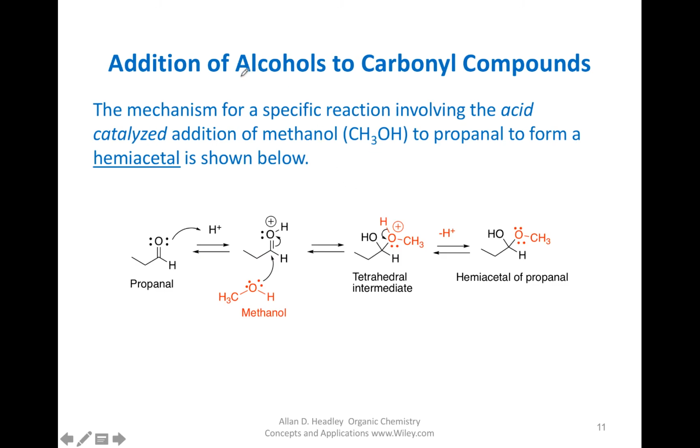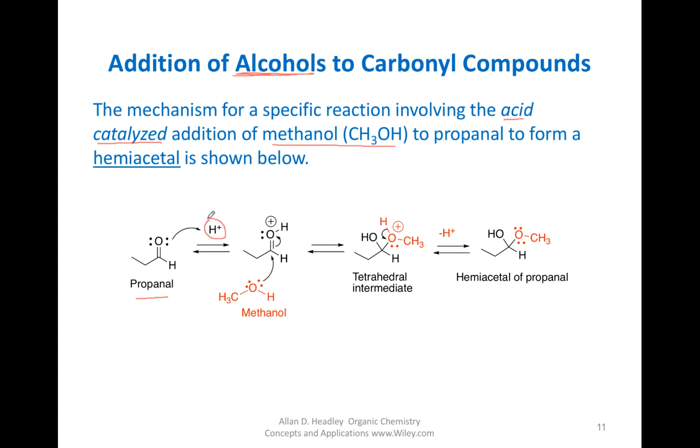Let us turn our attention now to the reaction of alcohols with carbonyl compounds. So now we're looking at the reaction of alcohols and not water. Of course, as you know, the structure of alcohols and water are very similar, except one of the hydrogens of water is replaced with an alkyl group. So let's look at the acid catalyzed addition of methanol to the same molecule, propanal.